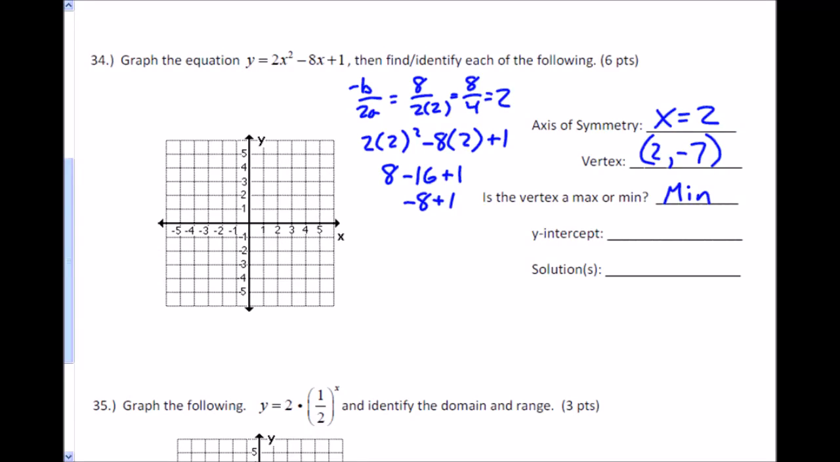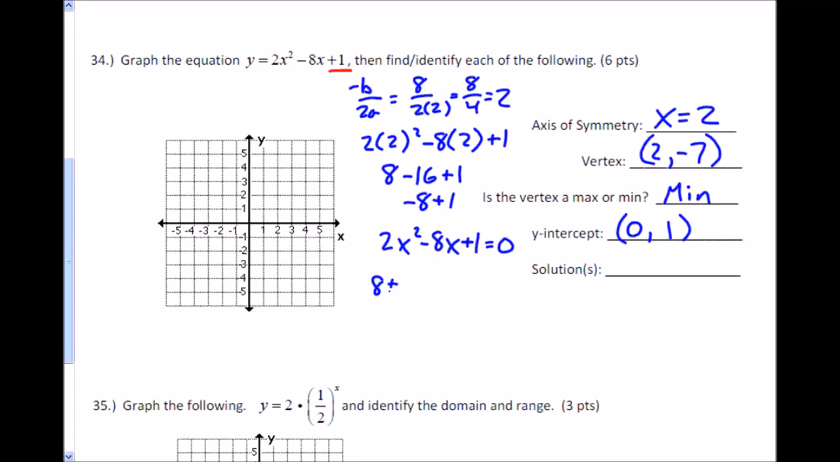The y-intercept is right here. It's the constant term, so that's a 1, or you could think of it as the ordered pair (0, 1). And then the solutions are when we take this 2x squared minus 8x plus 1 and set it equal to 0. Again, you can try doing that by factoring. It doesn't look like this is going to factor, so I'm going to have to do this with my quadratic formula or something like that.